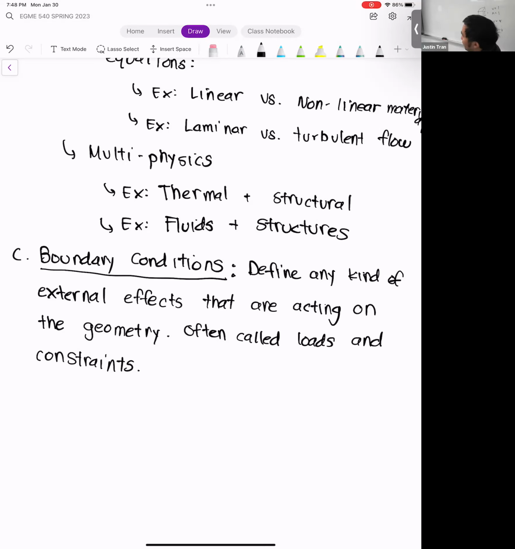If you think back to our first ANSYS activity, we had two. The first boundary condition was a fixed constraint, or fixed support, where we held the left side of the plate fixed. Our other boundary condition was a load, which was a force or a pressure that we applied on the other side.